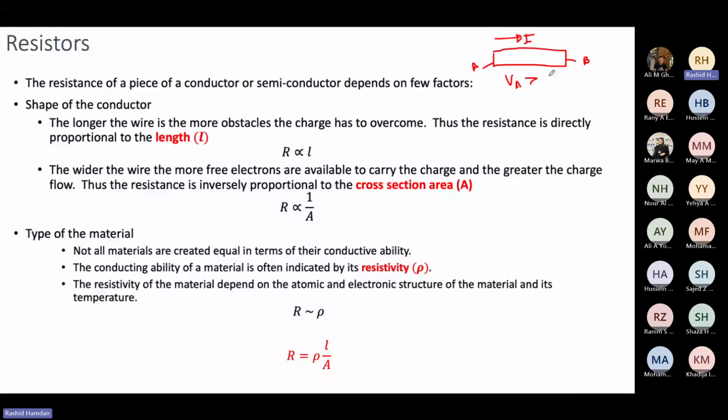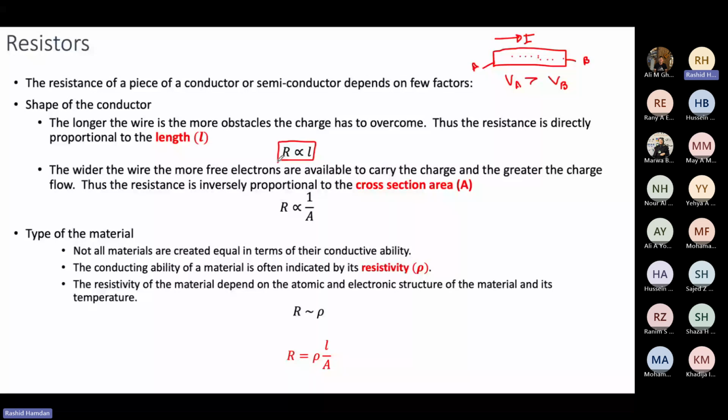So the longer the wire is, the more obstacles these moving charges have to overcome. So the resistance of this piece depends on its length. And when I say length, it's the distance that I have to move from where I'm applying the voltage in the direction of the current.